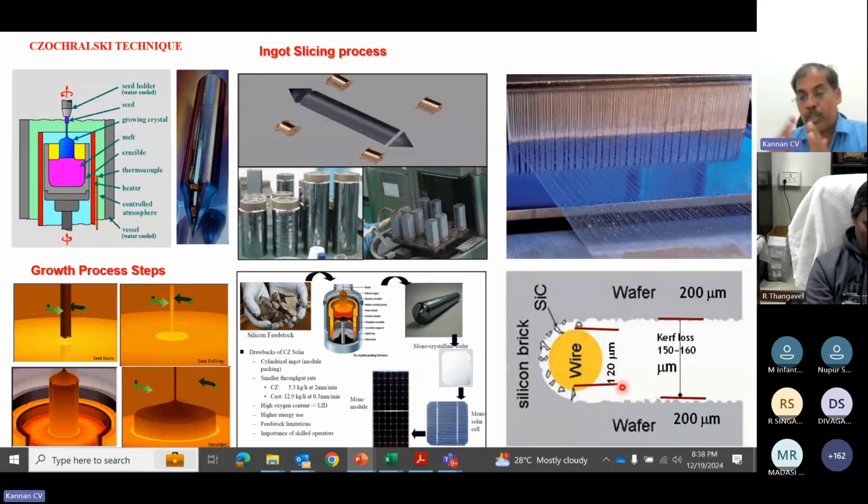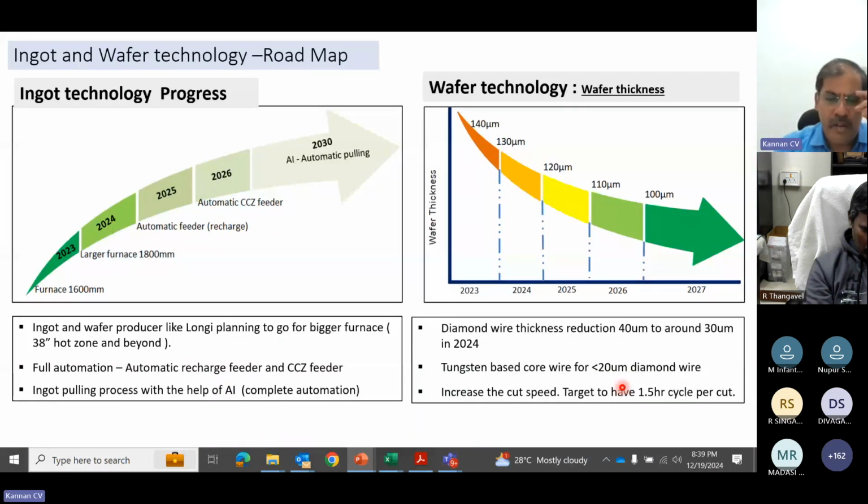So you can produce more wafers by using a smaller diameter wire. But at the same time, when the wire diameter goes down, the strength also needs to be improved. Otherwise, when the wire goes into the silicon, the wire may break. Then you have to take out the entire process and change the wire. It's a tedious process, right? So while reducing the wire diameter, you have to ensure the strength of the wire, so it does not break in between the process. So this slide is the wafer process.